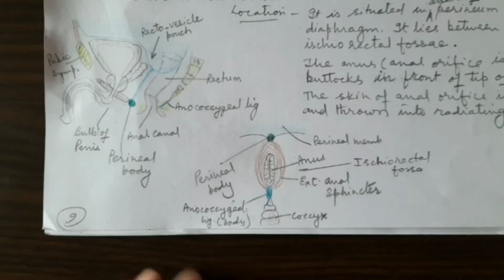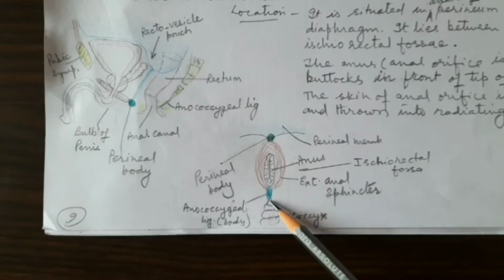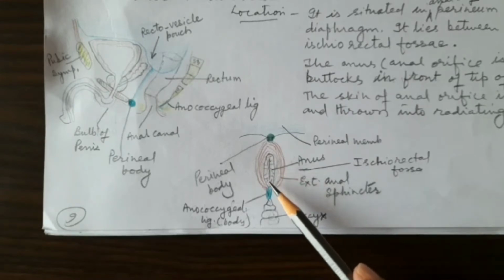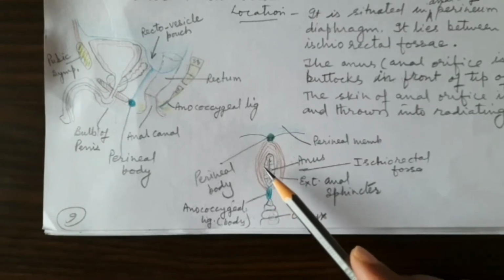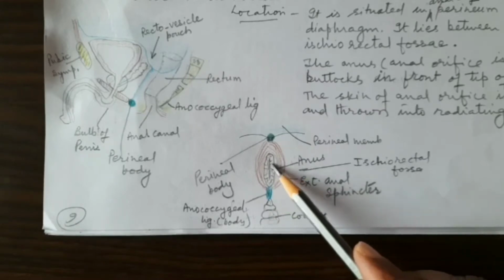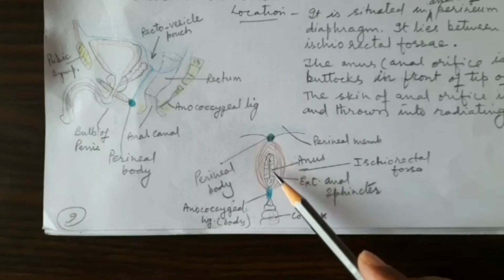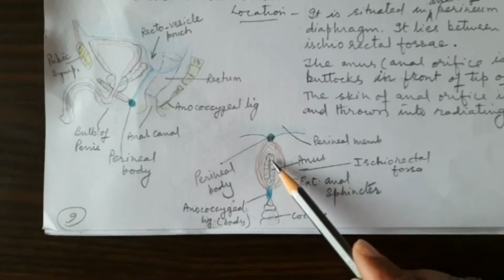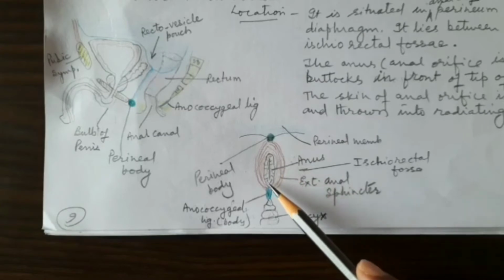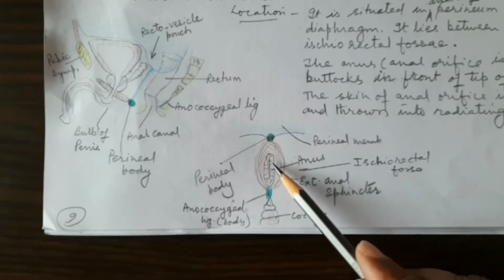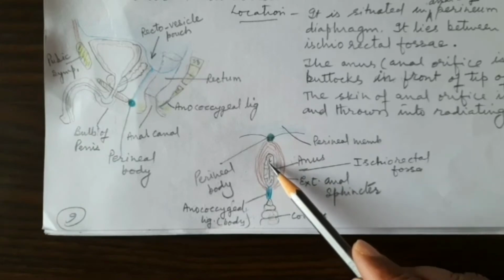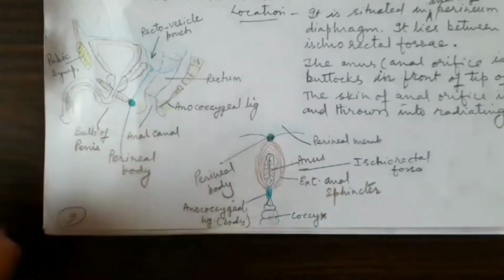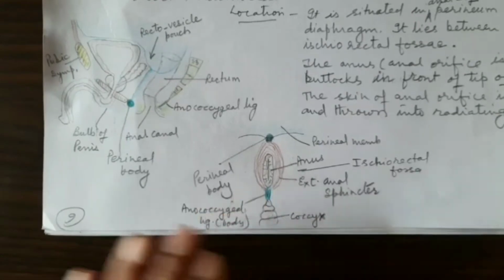The anal orifice is between the buttocks, deep inside the buttocks, what is called the natal cleft, and it just lies in front of the tip of the coccyx. The skin of this anal orifice, as shown here, is pigmented, usually black, and thrown into radiating folds. These are the radiating folds present in the anal opening, which always remain closed. It only opens during defecation or passing of the fecal matter. So there are the radiating folds.